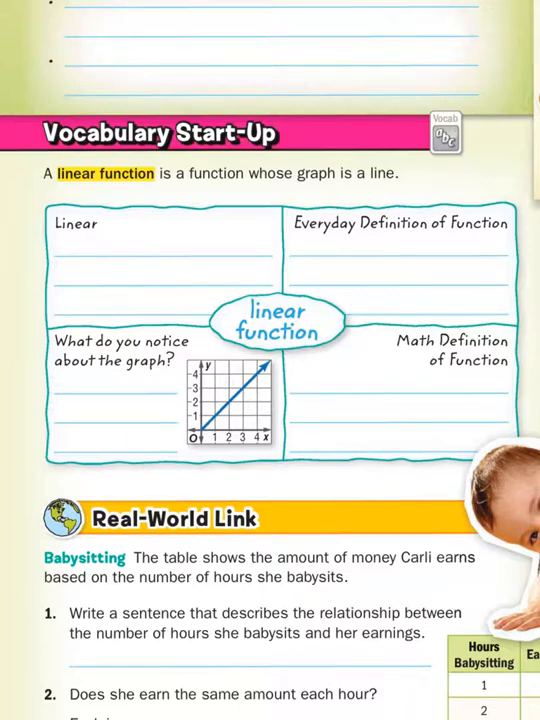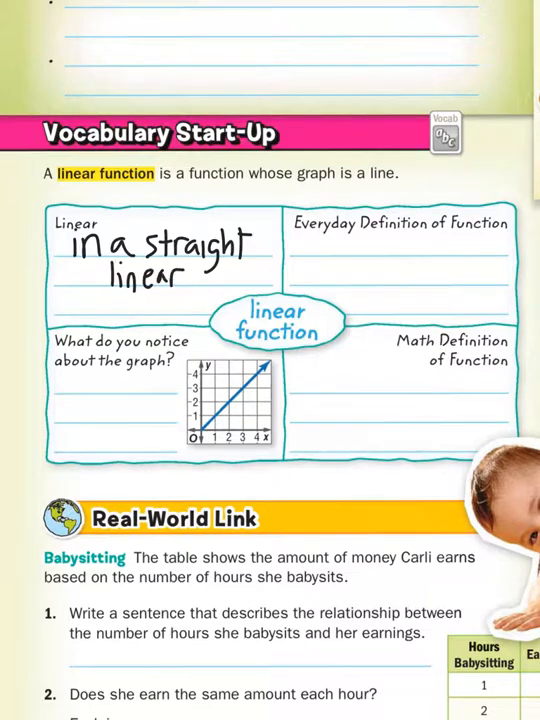First off, we're going to fill this graphic organizer in because it might help you understand one of our vocabulary words. So our vocabulary word here is going to be a linear function. A linear function is a function whose graph is a line. Alright, sounds complicated, but let's go through this to help you remember it. First off, linear: if something is linear, it means it's in a straight line. So that's the definition of linear.